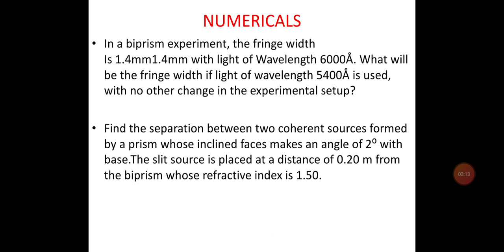The next question is, find the separation between two coherent sources formed by a prism whose inclined faces make an angle of 2 degrees. Here the angle alpha is given to you as 2 degrees with the base. Now the slit source is placed at a distance of 0.20 meter from the biprism, and the refractive index given to you is 1.50. You just write down all the data given to you, use the appropriate formula, and find out the required answer. Right? So this was all about it.